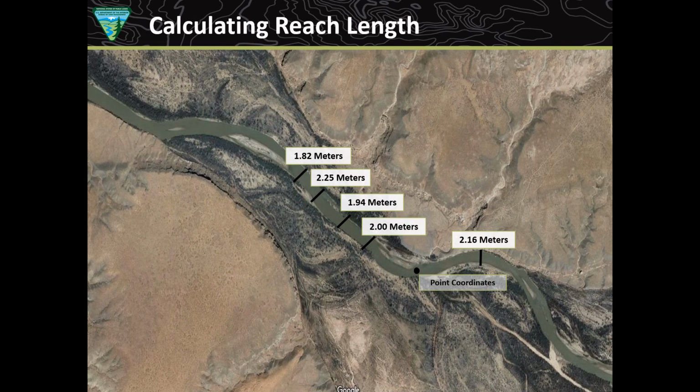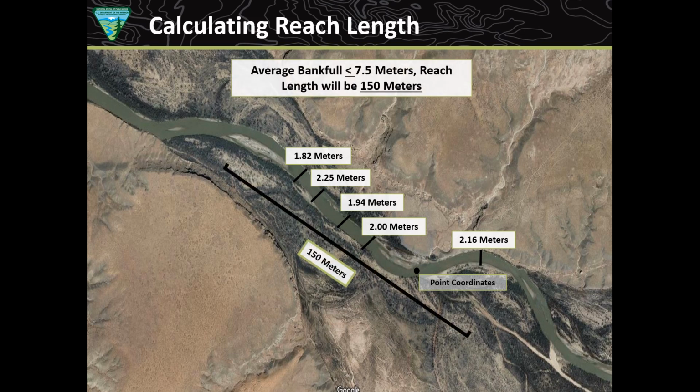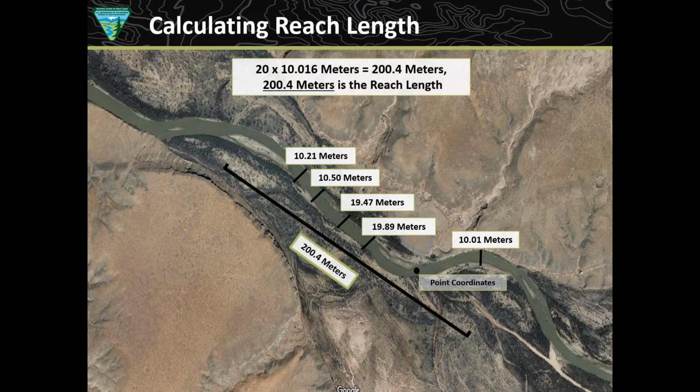Once the 5 typical bankful width locations are identified and then measured, they are averaged to determine the reach length. For example, the average bankful width at this reach is 2.03 meters. 2.03 meters times 20 is 40.6 meters, which is less than the minimum reach length of 150 meters. If the average bankful width is less than 7.5 meters, the reach length will be 150 meters. In contrast, if the average bankful width is greater than 7.5 meters, let's say 10.02 meters, like on this stream, the reach length will be 20 times 10.02, or 200.4 meters.